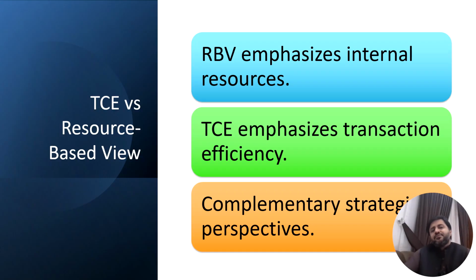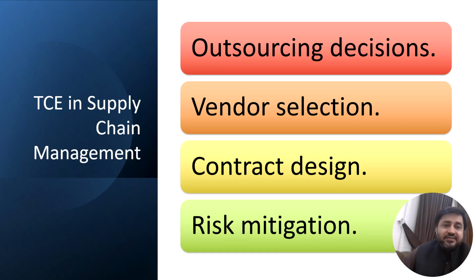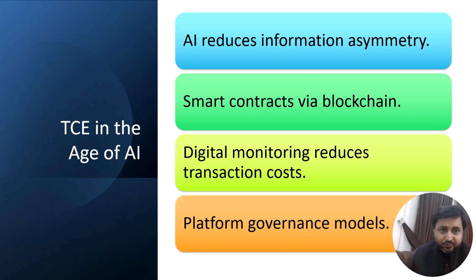TC versus resource based view theory. Our lecture number 30th or 49th was on resource based view theory, which focuses on internal resources. TC emphasizes transaction efficiency, and they are complementary strategic perspectives. TC in supply chain management can also be used. Most companies make decisions in TC related to the supply chain. They outsource; vendor selection, contract decisions, and risk negotiations are important things that companies need to consider.